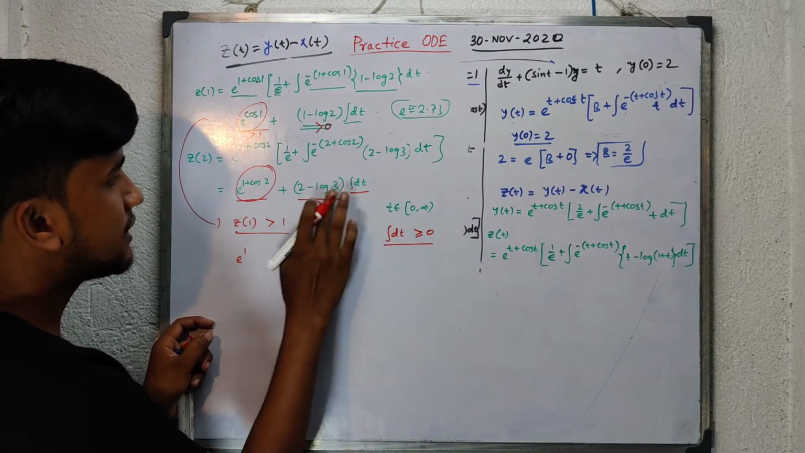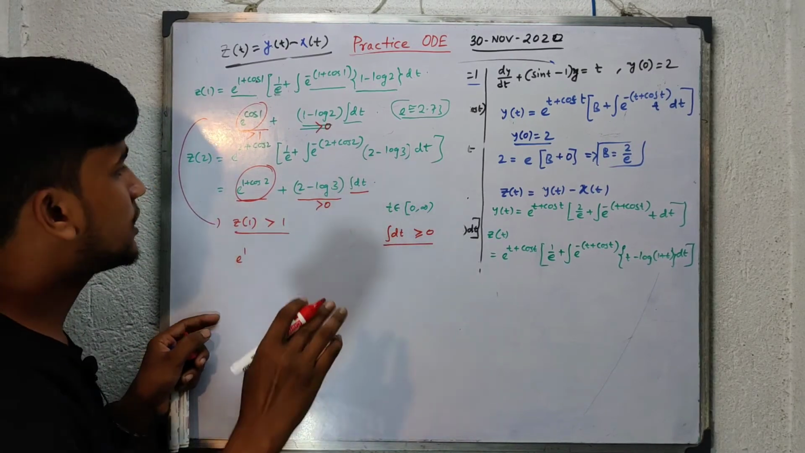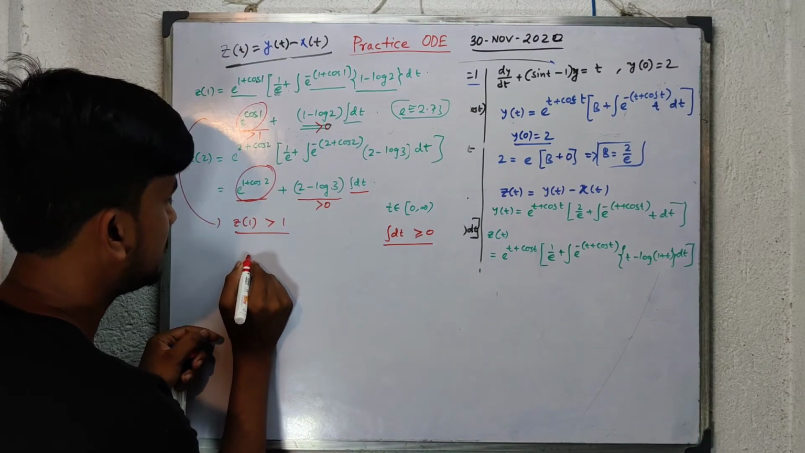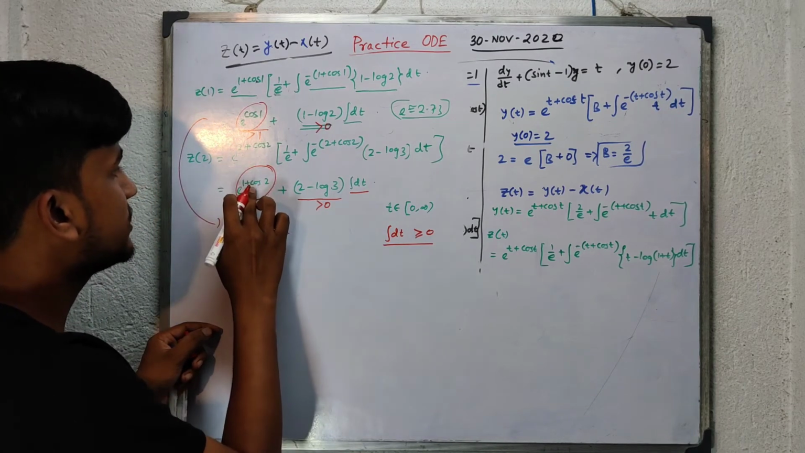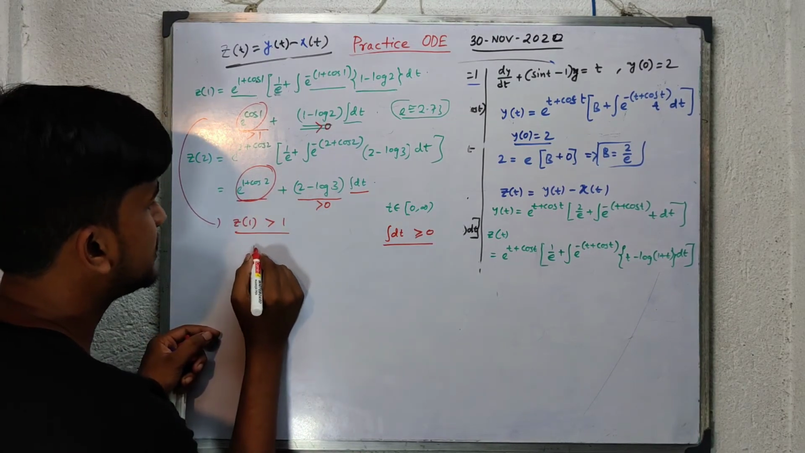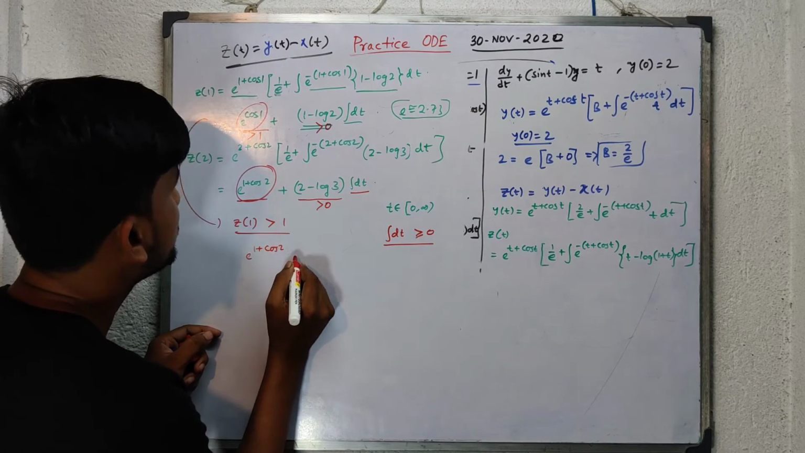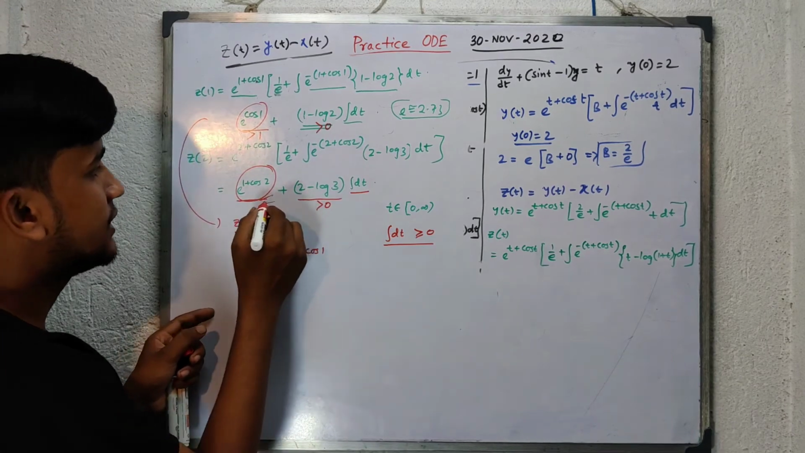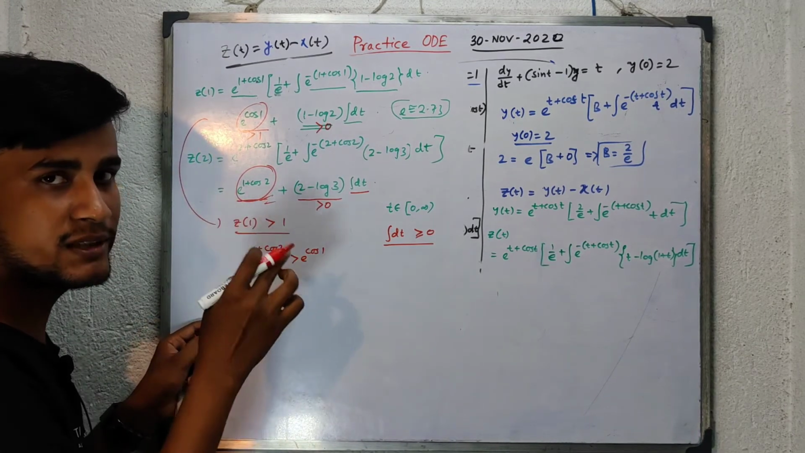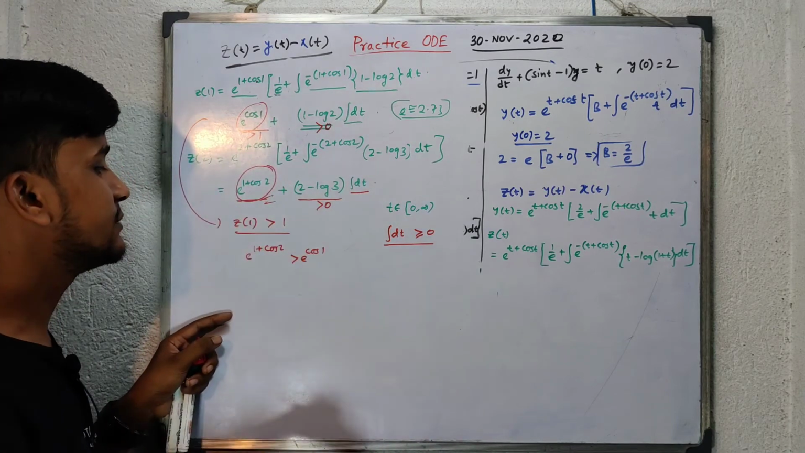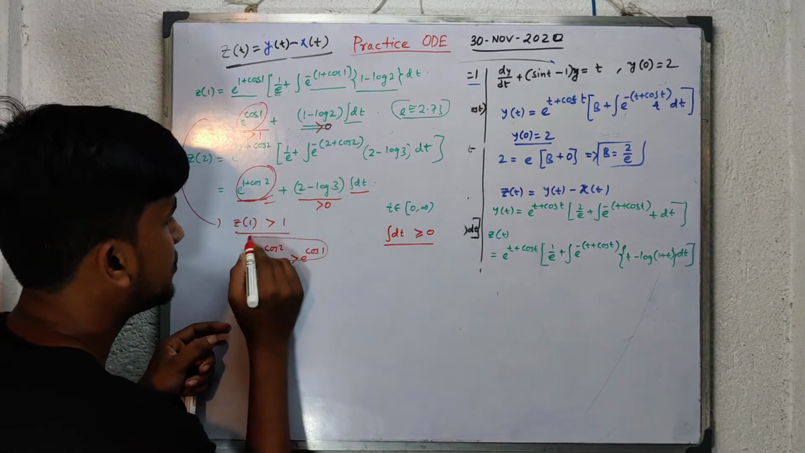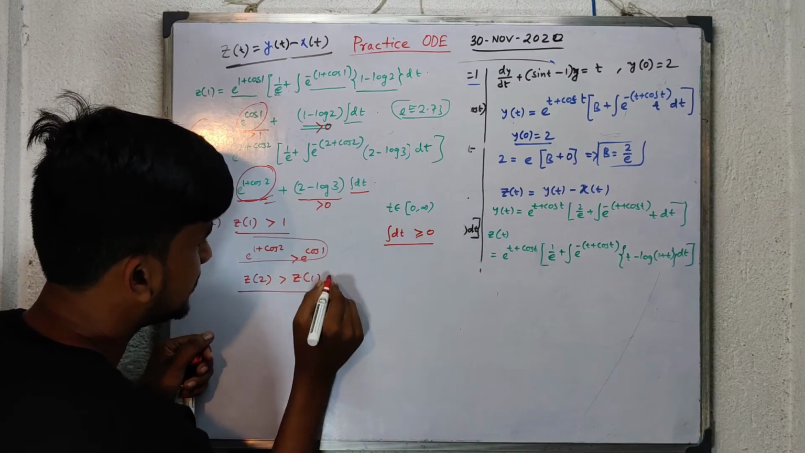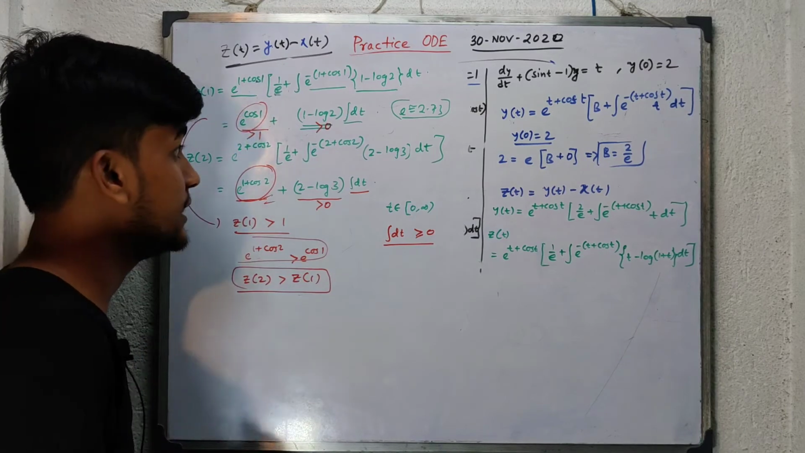We get what? Since this term is simply a positive quantity, and this term is greater than this term, no? So exponential 1 plus cos 2 is clearly greater than exponential cos 1, okay? Is this clear? Since here one exponential term is extra, and since exponential is an increasing function, this is greater than this, so we can say z2 is greater than z1.